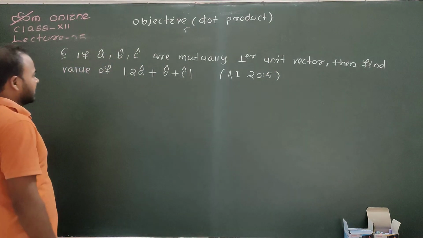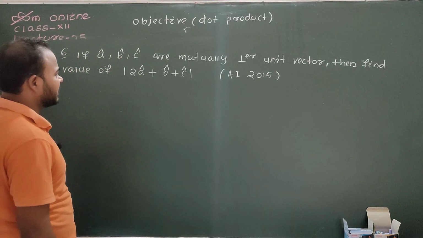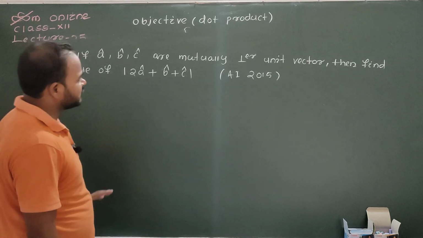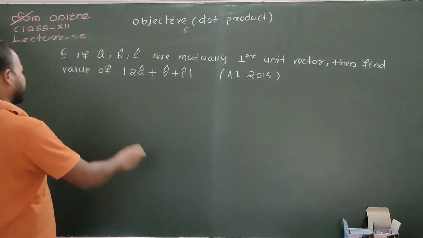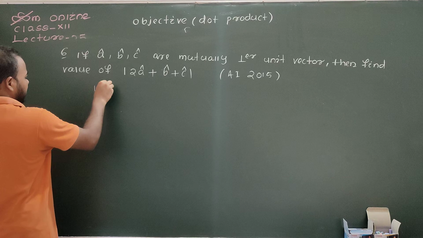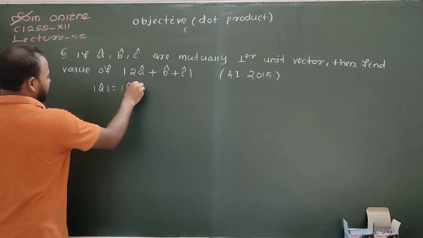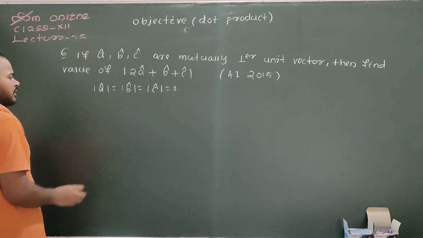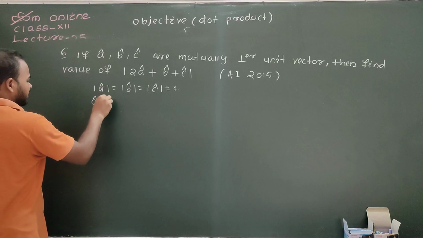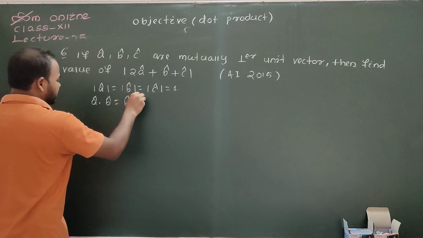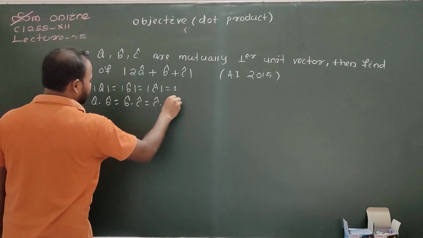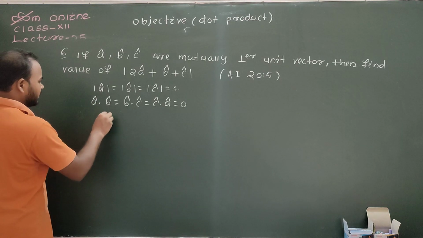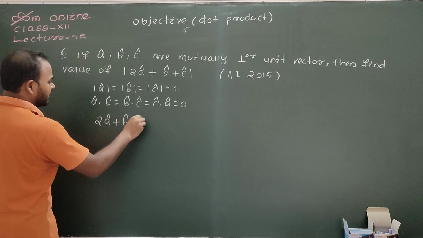Now the question is that a cap, b cap, c cap are mutually perpendicular unit vectors. That means the magnitude of a cap equals the magnitude of b cap equals the magnitude of c cap equals 1. And mutually perpendicular means a cap dot b cap equals b cap dot c cap equals c cap dot a cap equals 0. Now we need to find the value of the magnitude of 2a cap plus b cap plus c cap.